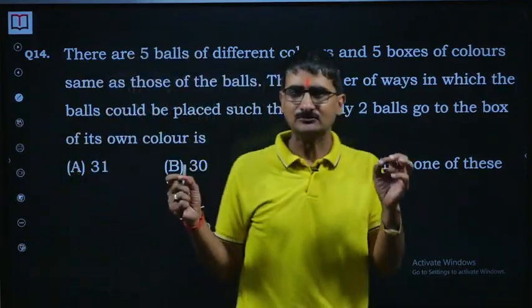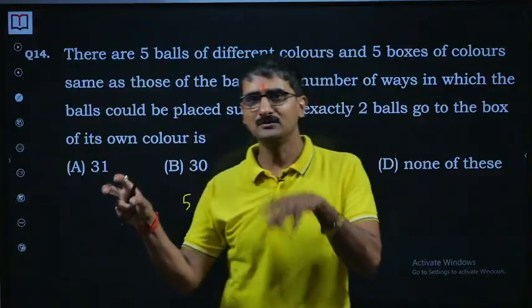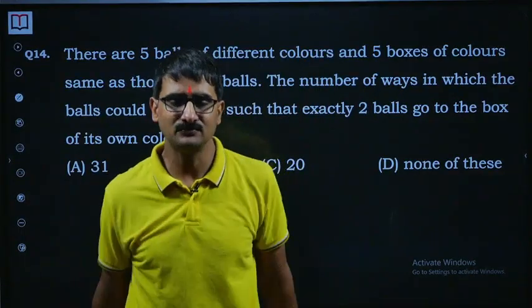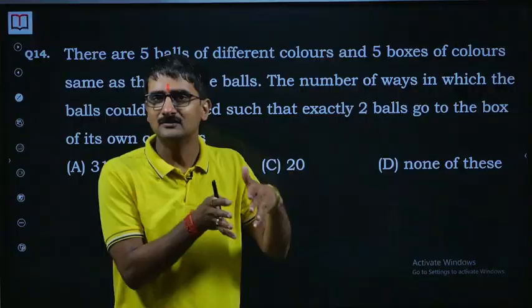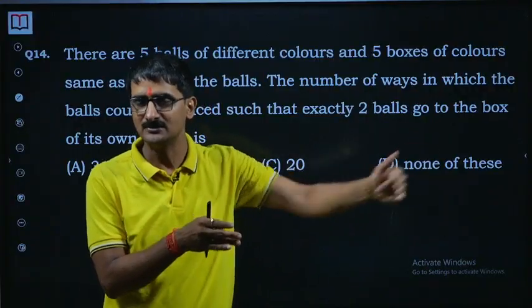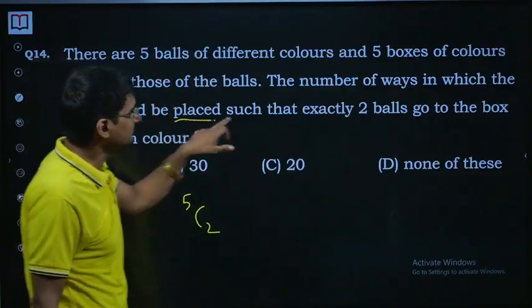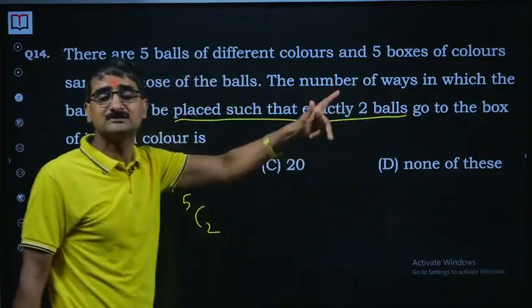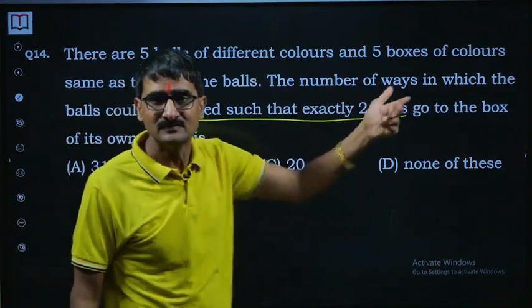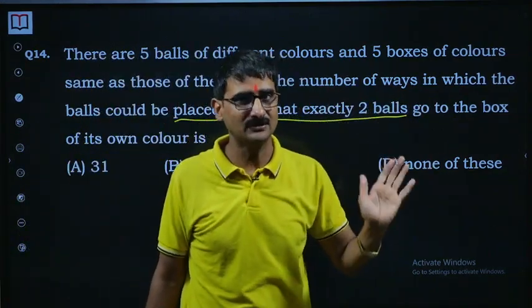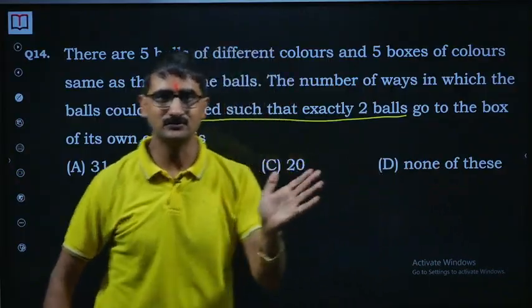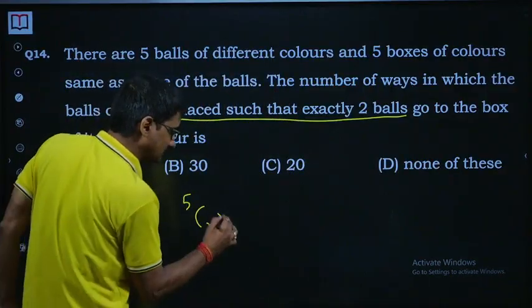Let's say I selected 2 out of 5, 5C2 ways. Red ball, green ball. I put them in their own boxes. Now we are left with 3 balls, yellow, orange, white, and 3 corresponding boxes. Now exactly 2 balls go to their box. So that means the 3 are de-arranged. No ball out of those 3 will go to its own box. How many ways? So it's into D3.